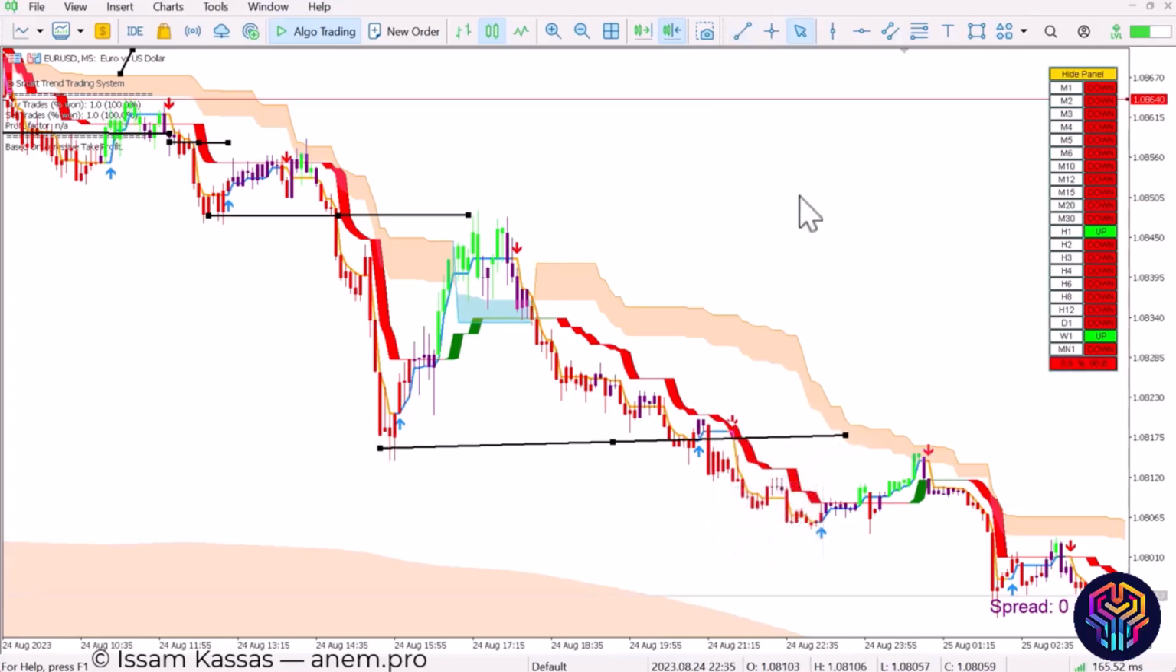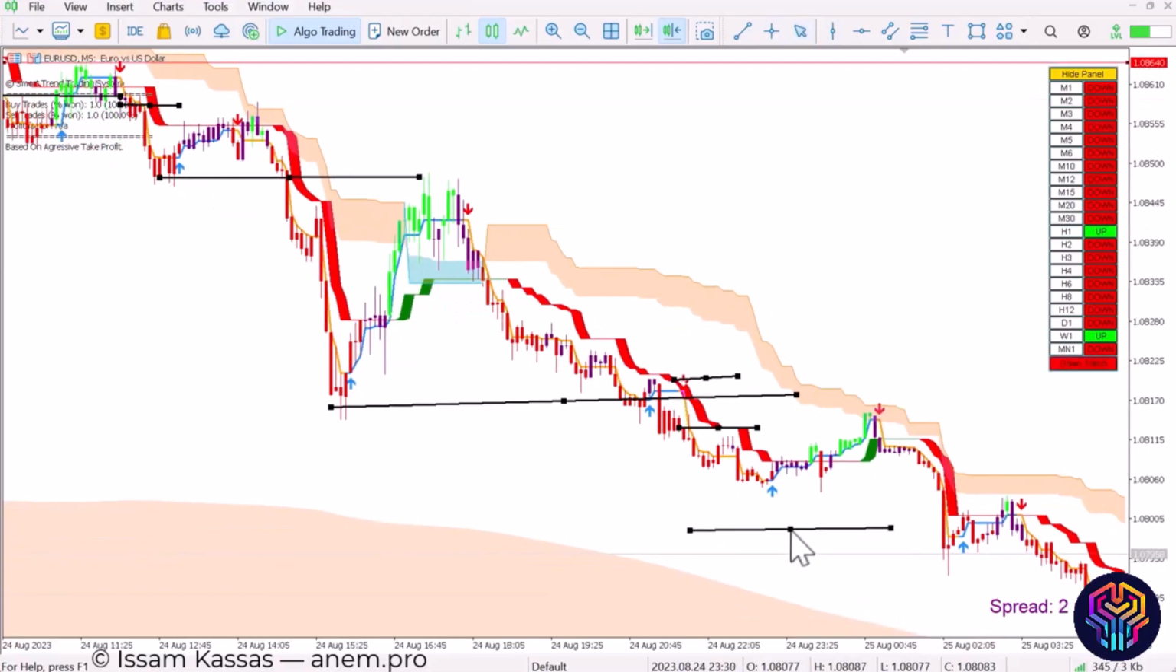And I got this entry here. I would enter at this level, put my stop loss right above the high, somewhere here, and my take profit is going to be 1 to 2 risk reward ratio at about this level here. And one important thing here is when you get the price not breaking above the cloud, that's still a good trade.